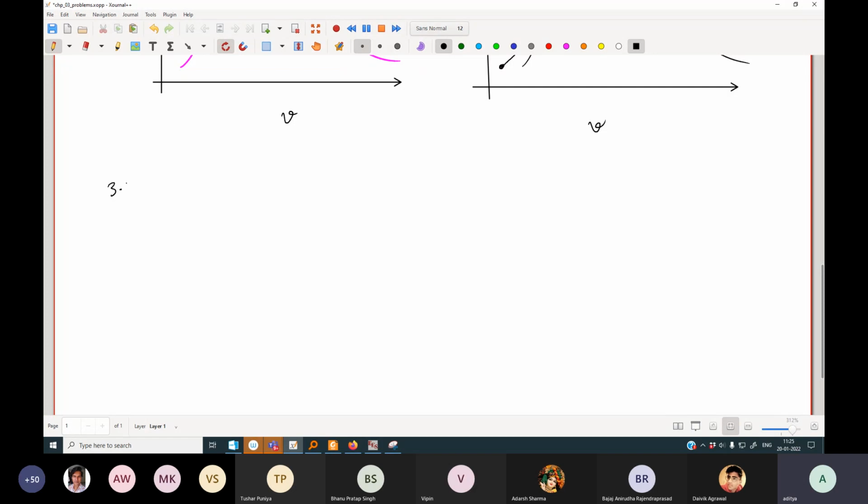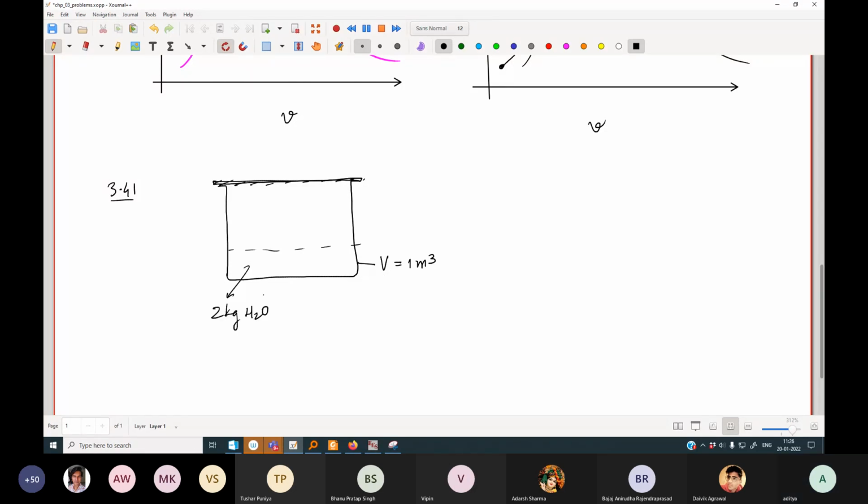Okay, let's do 3.41. The question is as follows. We have a sealed container, and the sealed rigid vessel has a total volume V equal to 1 meter cube. It contains 2 kg water at 100 degrees Celsius.